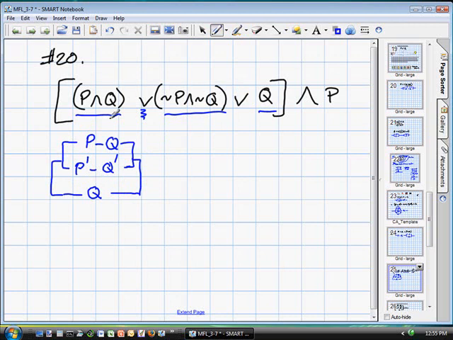Okay, so now I got the big bracket done. And what's the last step? Take all of that stuff on the left and AND it with P. So put it side by side with P. And we got it.